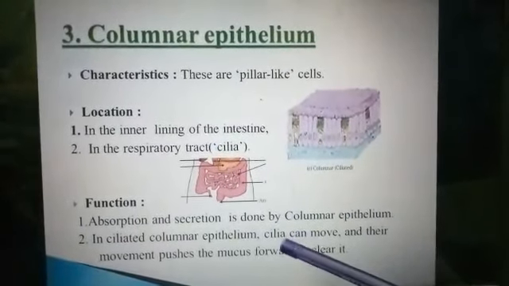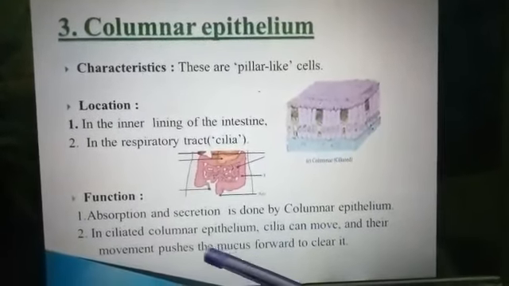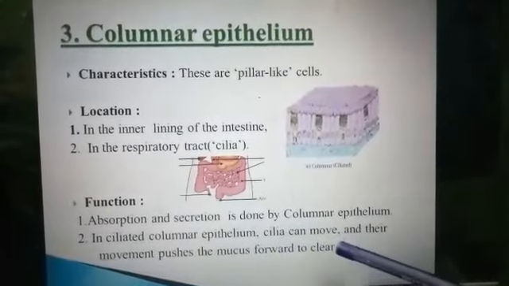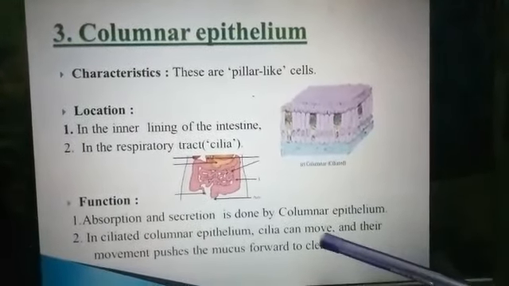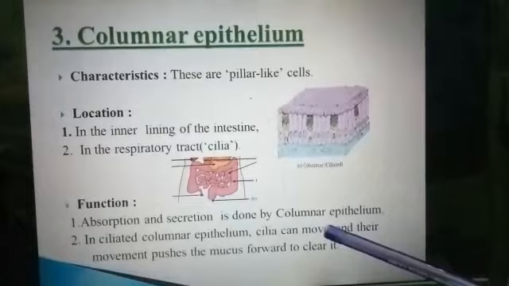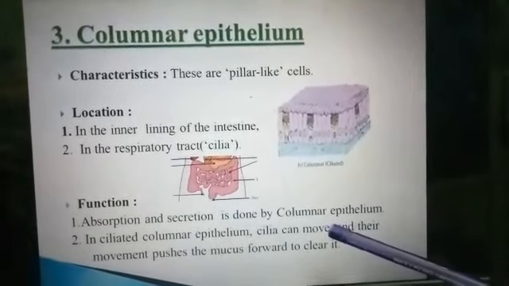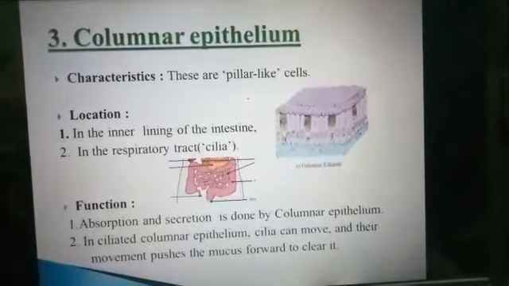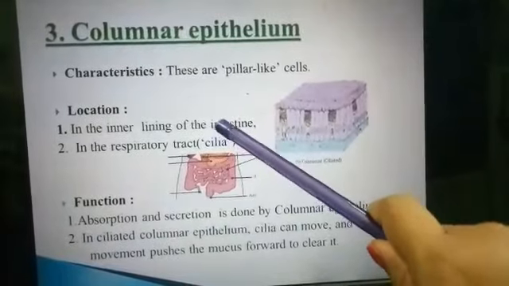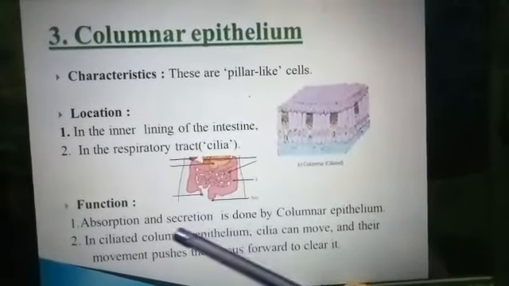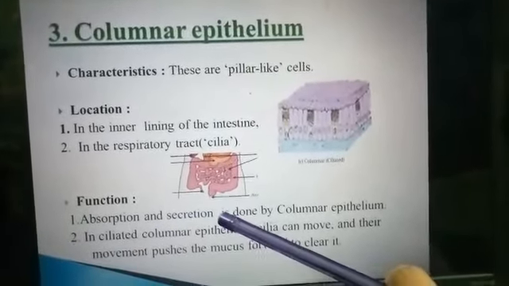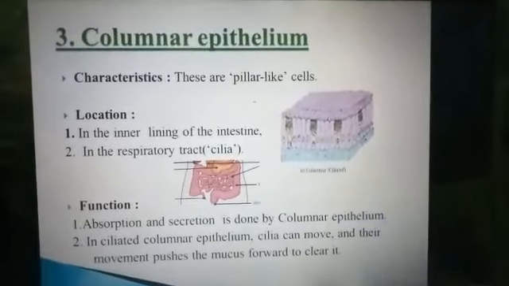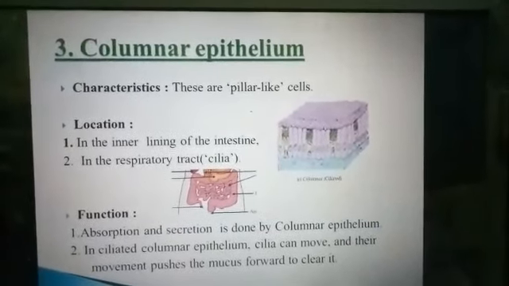क्या करता है वहाँ पे? Cilia can move and their movement pushes the mucus forward to clear it. अगर mucus होता है तो cilia move करता है respiratory tract में ताकि उसका mucus आगे भेज सके, right? And in the small intestine, what is the function? It does absorption and secretion, right? By columnar epithelium. So again, it's very easy.